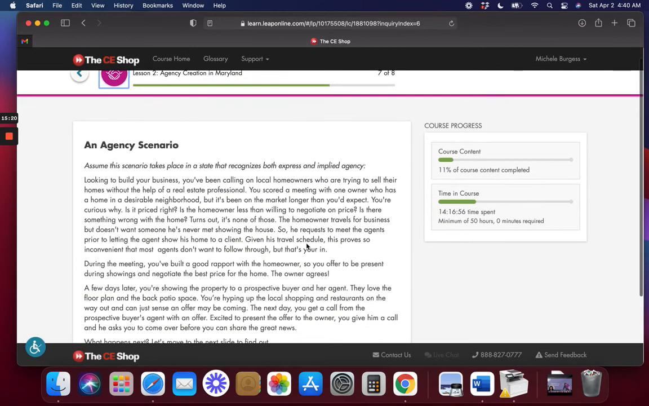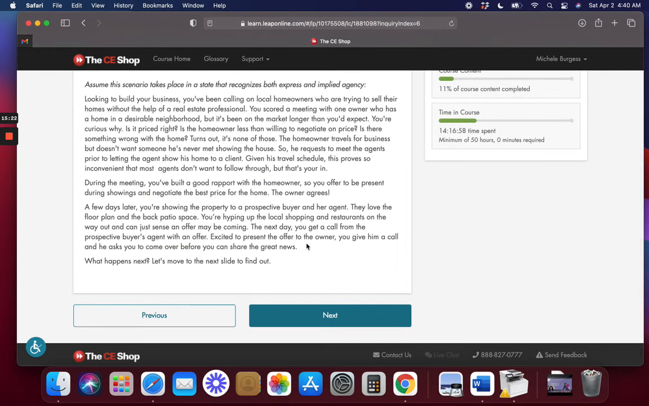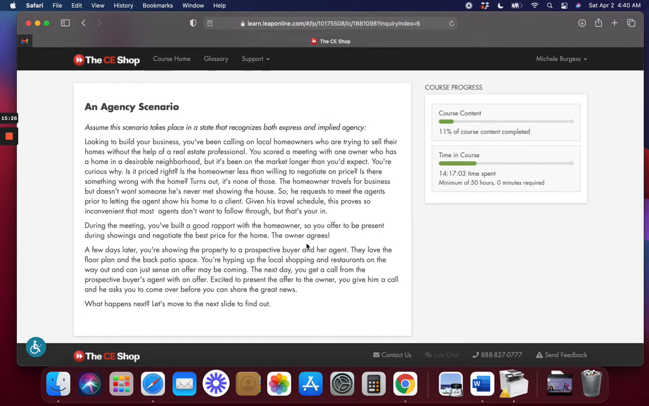An agency scenario. Do we want to do this on the next slide? No, we're still on implied and express, so we'll keep going. Looking to build your business? You've been calling on local homeowners who are trying to sell their homes without the help of a real estate agent. You scored a meeting with one owner who has a home in a desirable neighborhood, but it's been on the market longer than you expect.